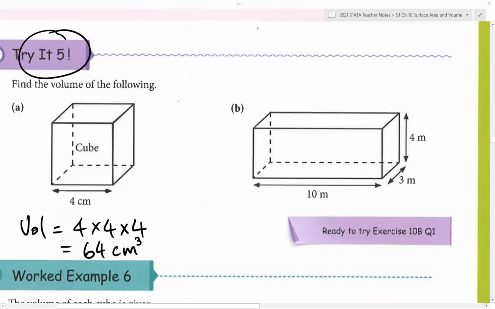Okay, who would like to try part B? Yes, Shah? Volume. 10 times 3 times 4. So we get 120 units. Cubic meters. Very good.